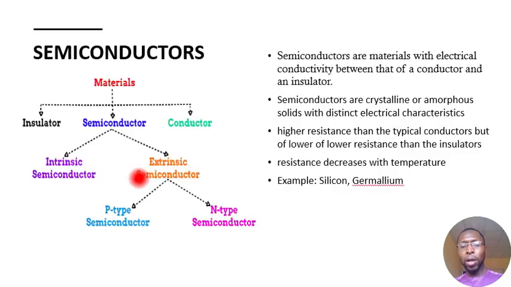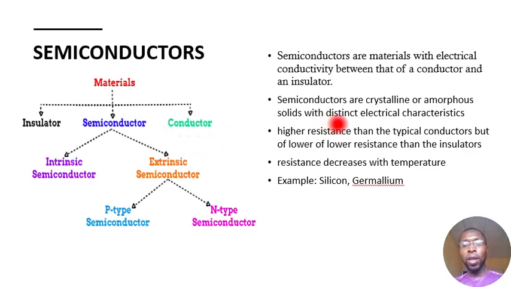Okay, let's talk about another very important area, and that is semiconductors. Semiconductors are materials with electrical conductivity between that of a conductor and an insulator. You see, it's between insulator and conductor. That's why it's called semiconductor. So it conducts electricity in between insulator and conductor.